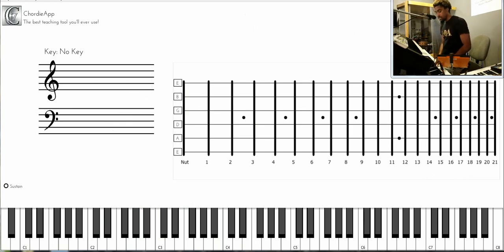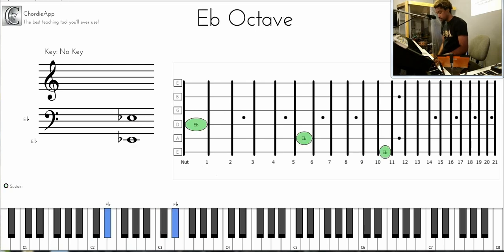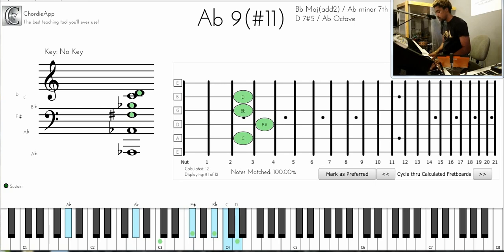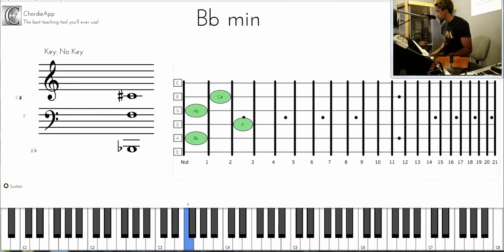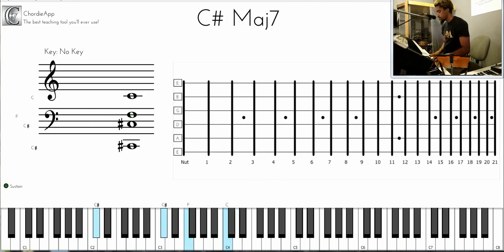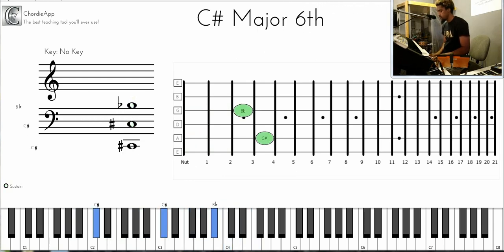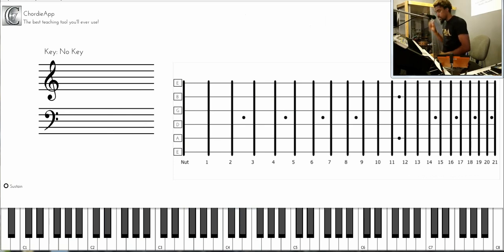So if we were in, and advanced people know where I'm at with this, if we were in C sharp, D flat, this would be a 2-5-1. I probably shouldn't have added that too. All right. Here's another one.